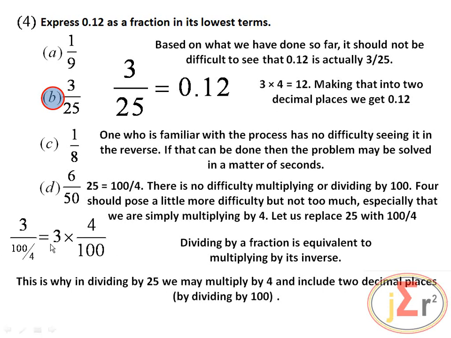Because 25 is actually 100 divided by 4. If we are dividing by 25, we invert that fraction. So we have 3 multiplied by 4. Then we take 2 decimal places.